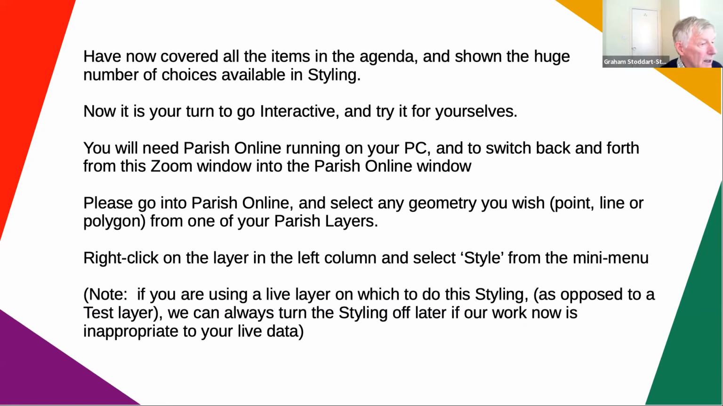Okay, so you're going to have 2 windows open in your browser or on your system at least, one for Parish Online and one for this Zoom window. And you need to be able to jump back and forth between the 2 because you won't be able to see what I'm asking you to do if you're not in Zoom, and you won't be able to do it if you're not in Parish Online. So you're going to be jumping around. So what I'd like to do, please, is go into Parish Online, go into your parish layers and select any one you wish. Doesn't matter whether it's a point, line, or polygon geometry. And it doesn't really matter if it's an existing live item or it's a test one.